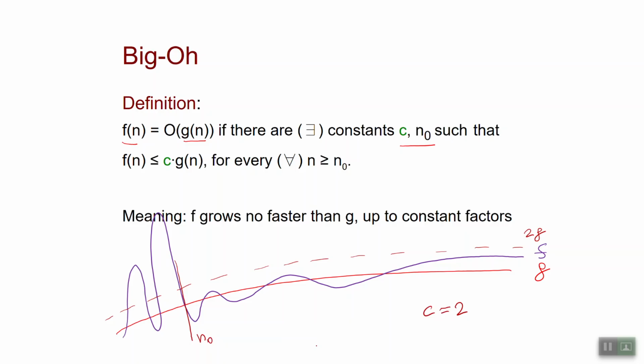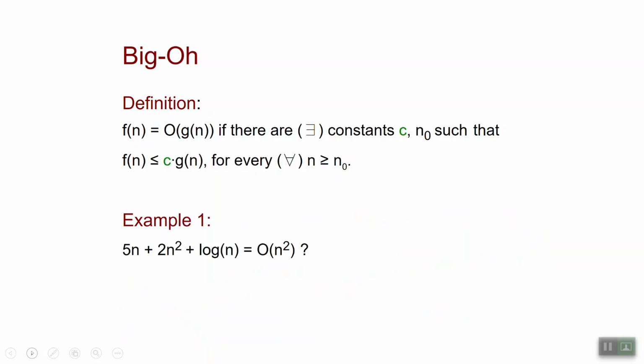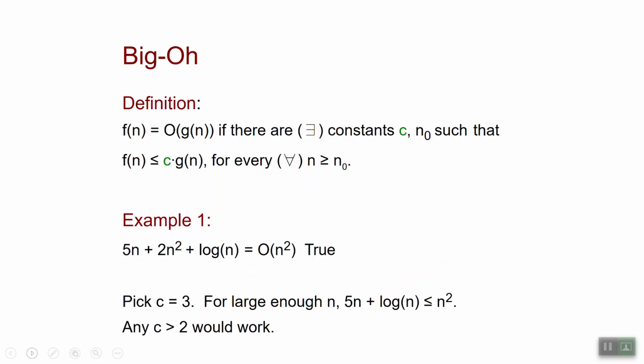Okay, let's see some more examples. For example, we can ask ourselves if 5n plus 2n squared plus log n is big O of n squared. And the answer is yes. Now, which value c can we take? Well, I'm tempted to take exactly 2, c equals 2, but it wouldn't quite work, because I also need to account for the 5n and the log n. So a simple value that works is c equal to 3.